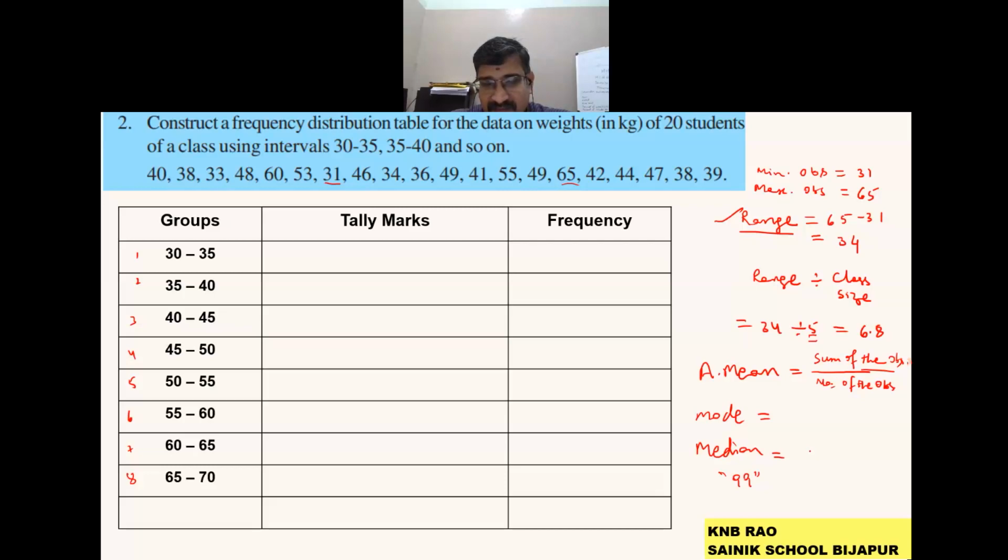Correct? But how much time will it take? After finding 99 members' heights, I have to add them and divide by 99. Will I take 2 minutes or more than that? Sir, almost half an hour. Yes. But I have only 2 minutes to do this. How can I do it then?